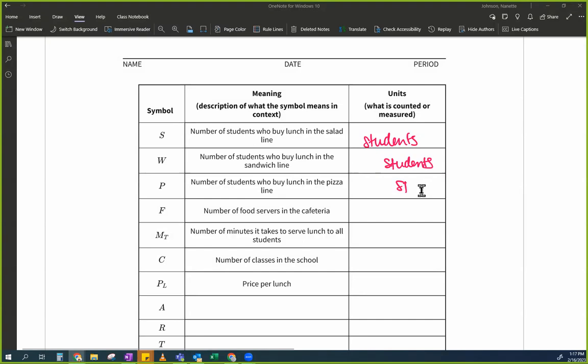Let's see. This is also, let's see, this one. Food servers. Now, is this going to be students? Yeah, this one is not going to be students necessarily, because if you remember in middle school, the food servers were not students. So you can put servers, you can put workers.